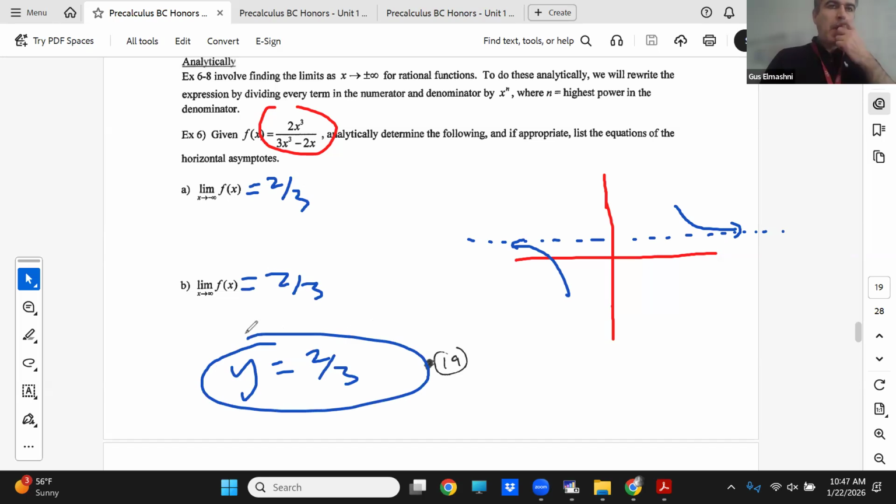What if the degrees are similar? We're going to talk about it in a moment. So in this case, the 2x doesn't matter, correct? What you do is you focus on the leading terms.